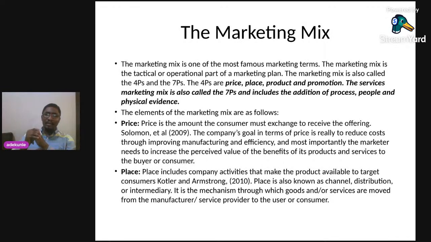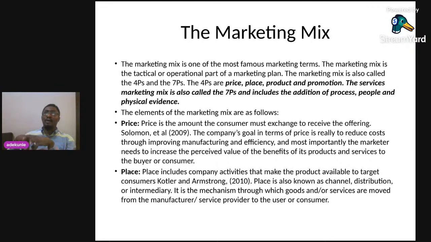And right now it's called the 7 P's of marketing, where we have price, place, product, promotion. These are the original 4 P's. Then of course, the other ones introduced are called the service marketing, which include process, people, physical evidence. Price is actually the amount the consumer is willing to exchange for the service you're offering. So it's important that the right price will be there.